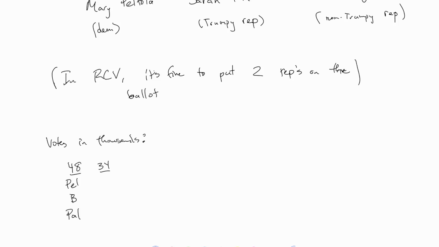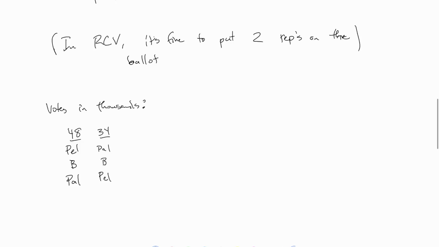We had 34,000 people who said Palin, then Begich, then Peltola. These people seem to me to be traditional Republicans, maybe more Trump-style Republicans. They like Palin the best, the other Republican is their second choice, and Peltola, the Democrat, is their last choice. We also had 27,000 Begich, Palin, Peltola. These people are more traditional Republicans, I guess. They like Begich the best, second choice is Palin, the Trumpy Republican, and their last choice is the Democrat.